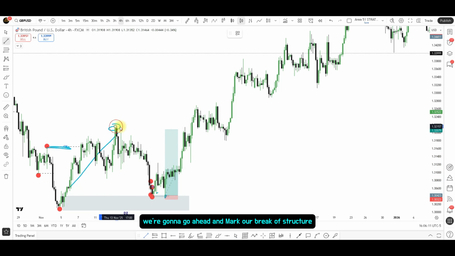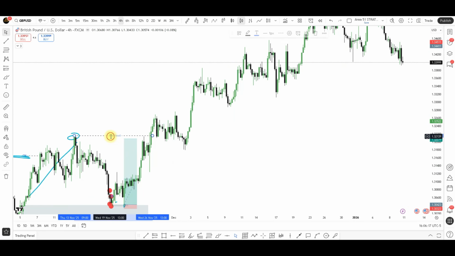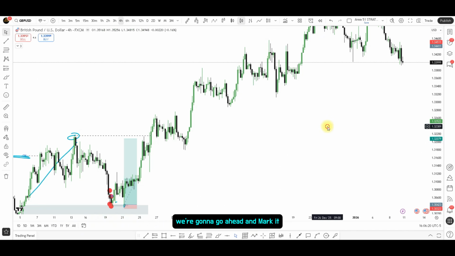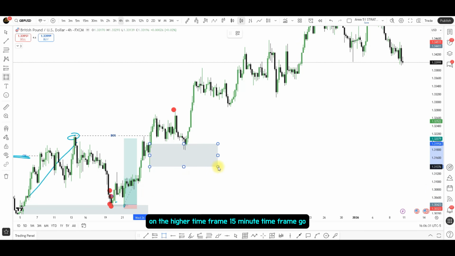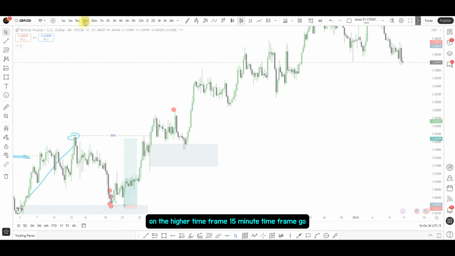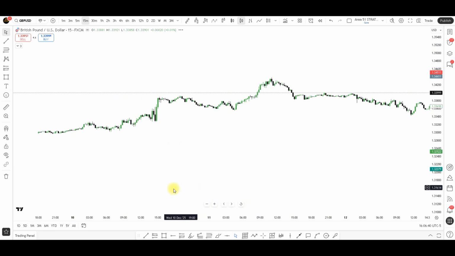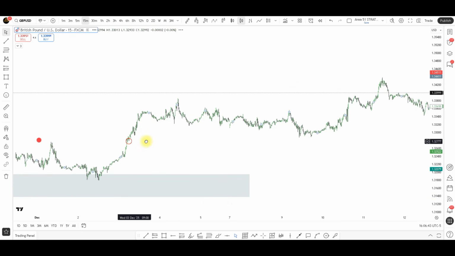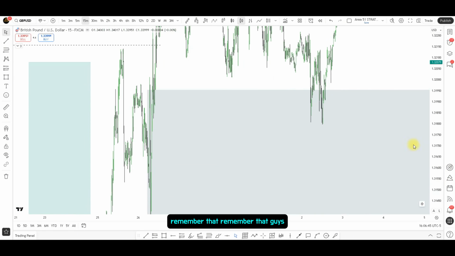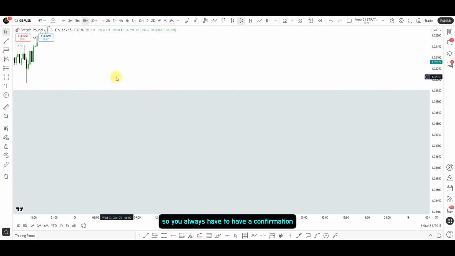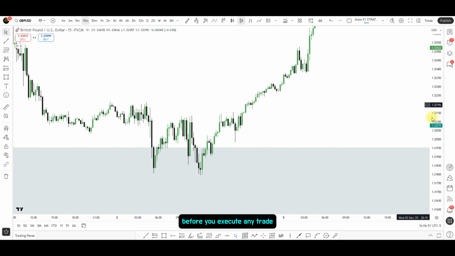We're going to go ahead and mark our break of structure again, because price created another break of structure, breaking this high here. This break of structure, we're going to go ahead and mark it, break of structure. Price created a higher high. Now price traded back to a demand zone on the higher time frame, 15-minute time frame. You need to have a confirmation. Confirmation is very important as a trader.